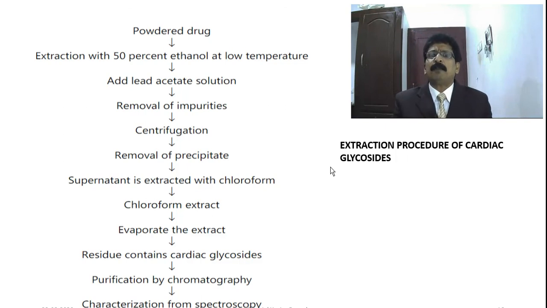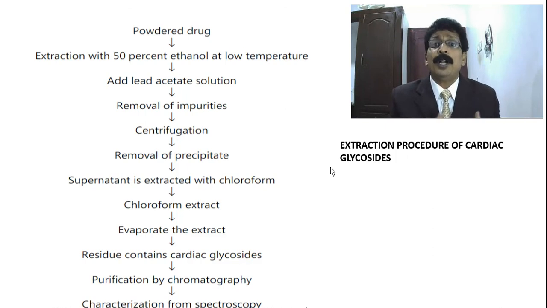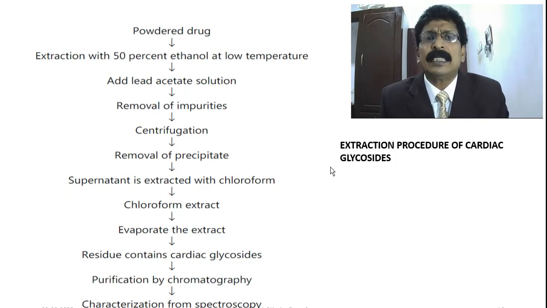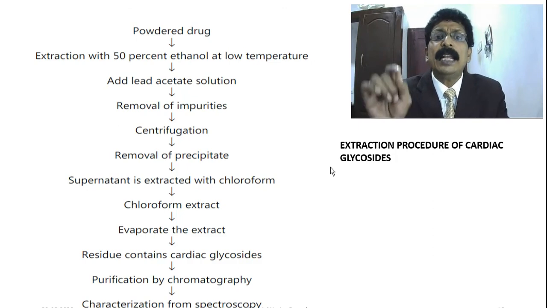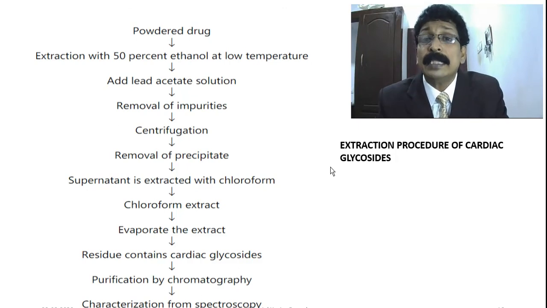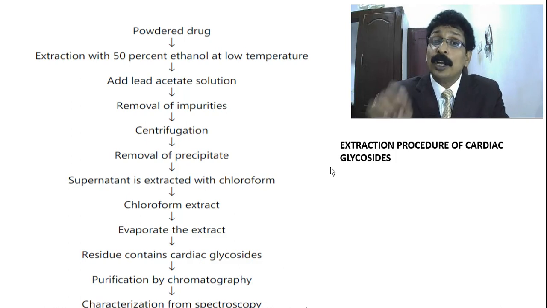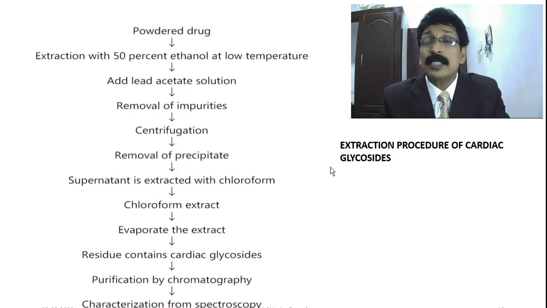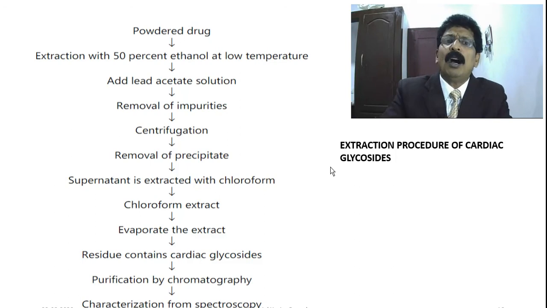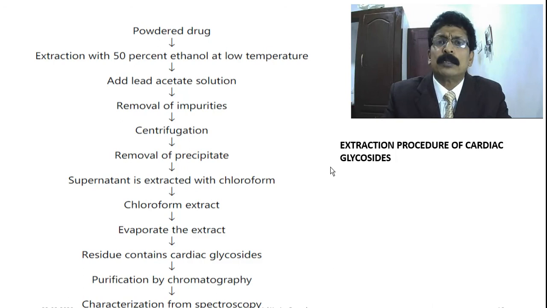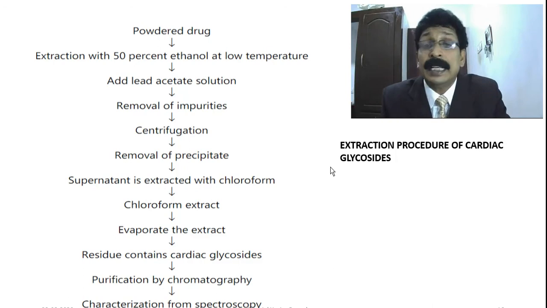It's also a simple procedure which we can do. First, powdered drug. Extraction with 50% ethanol at low temperature. Add lead acetate solution. Why do you want to add lead acetate solution here? To precipitate the tannins and remove the impurities, and then you centrifuge and remove all the precipitate, and then the supernatant liquid is taken, and then you extract with chloroform.